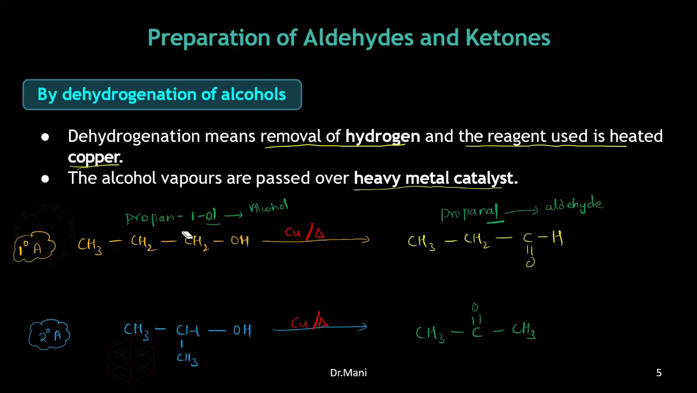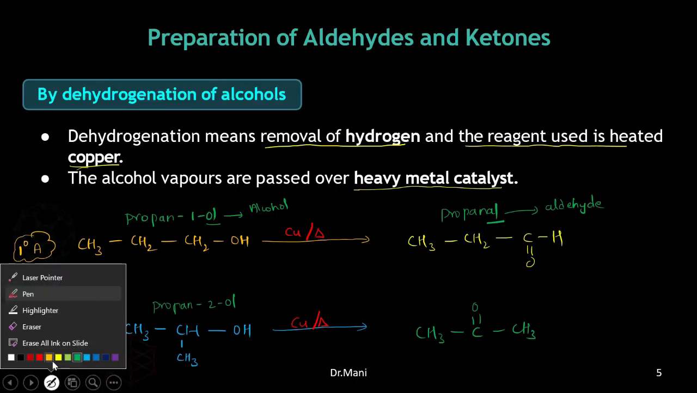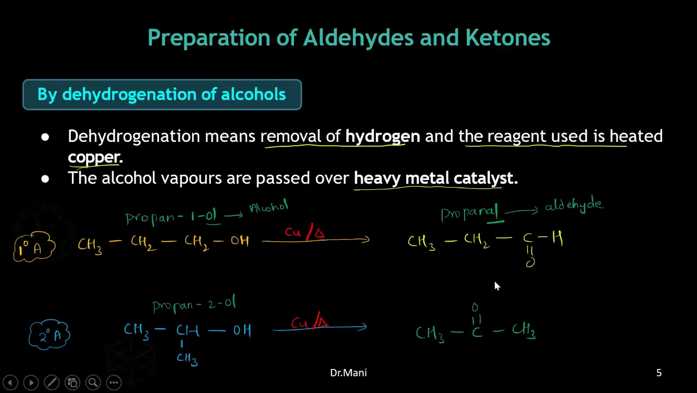So propanol is converted into propanal in the presence of the heated copper. When you expose this primary alcohol to the heated copper, it is converted into an aldehyde. The same you do with the secondary alcohol, which is propan-2-ol. It is converted into propanone, as it is a ketone. What is the other name for propanone? Acetone. Remember this. This is a ketone, and this is a secondary alcohol. Understood? This is another way, by dehydrogenation of alcohols.